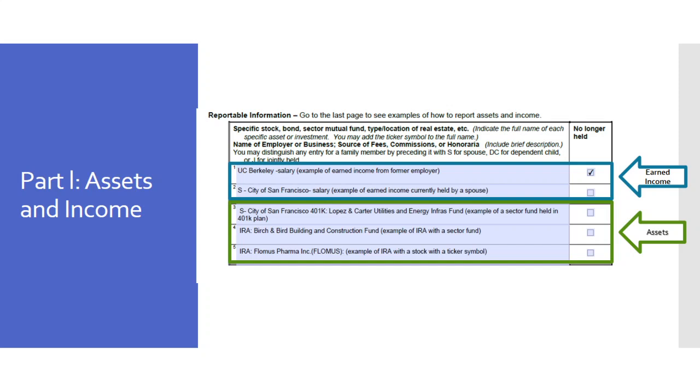What kind of assets and earned income are reportable? Let's start with earned income because it's pretty straightforward.